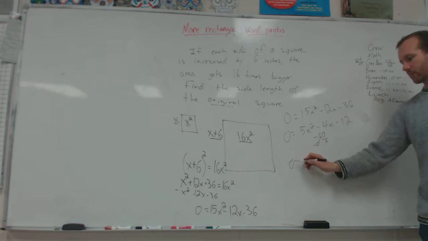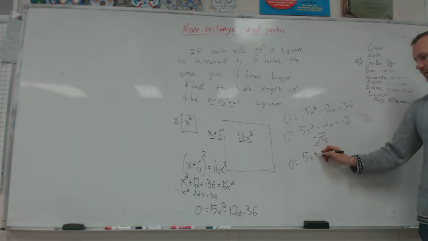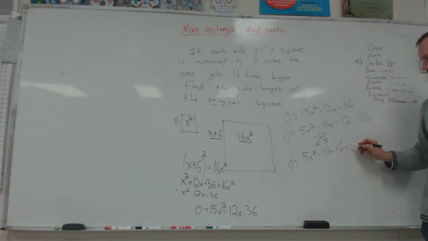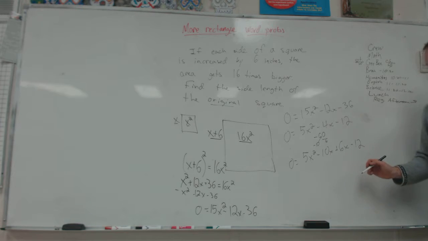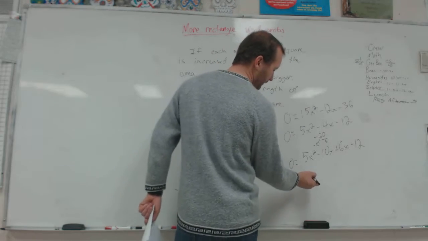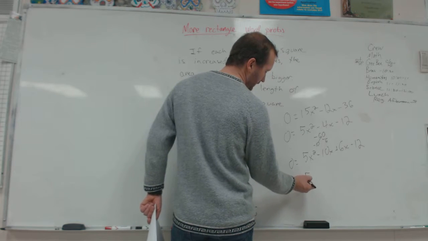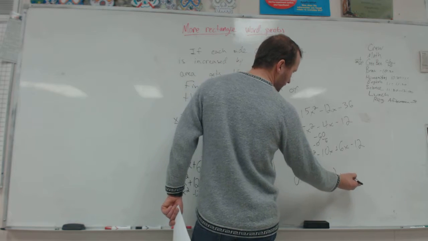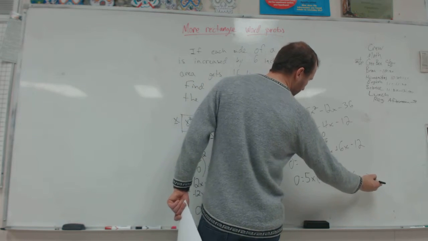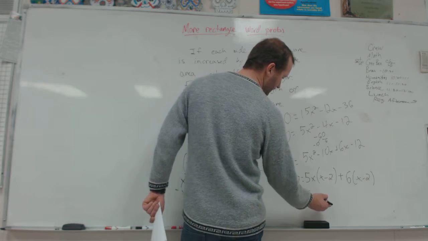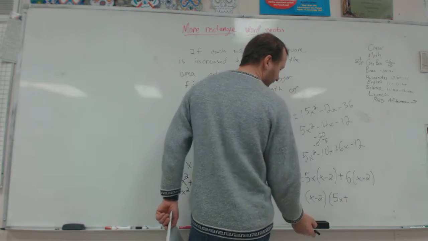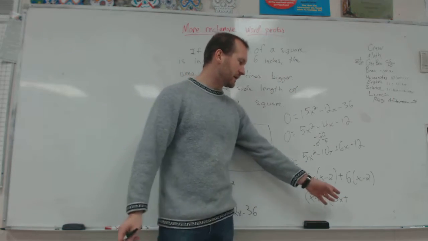We're going to rewrite this using Gary's terrific trick. 5x squared, write the negative one first, minus 10x, plus 6x minus 12. Factor by grouping. 5x times x minus 2 plus 6 times x minus 2 is just the factors of x minus 2 and 5x plus 6. And actually, if I was doing a problem like this, I would just stop right there.